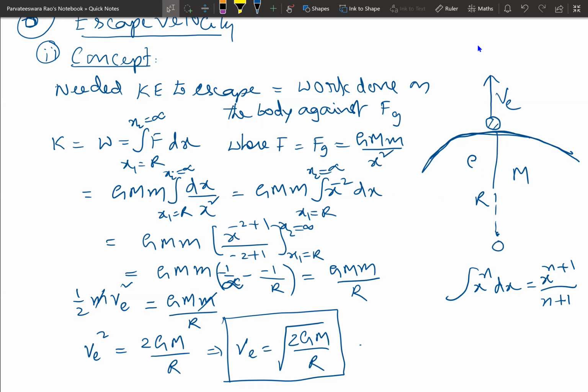Sir, so would the escape velocity for any body irrespective of its mass be the same, sir? Yes, whether it is for an ant or for an elephant, the escape velocity is independent of the mass of the body to be projected. That I am going to tell you. V varies directly as root M by R. M is the mass of the planet, R is the radius.